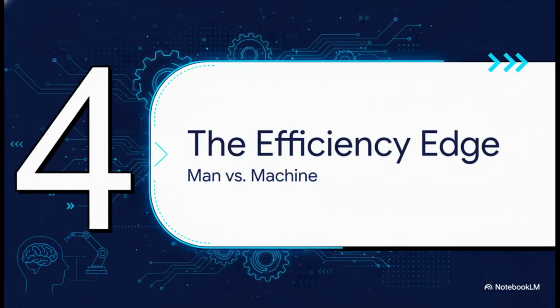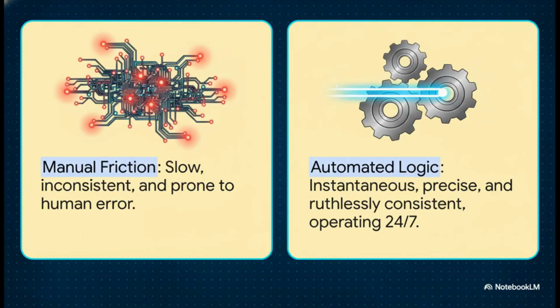The really crucial point here is to understand the huge operational lift this kind of automation gives you. For any technical manager, the goal is always to reduce friction and boost efficiency, and that is exactly what this system is built to do. This really shows the fundamental difference, doesn't it? On the left, you've got manual friction. It's slow, it's inconsistent, and it is so prone to human error. But on the right, you have automated logic. It's instantaneous, it's precise, and it is ruthlessly consistent, running 24/7. That right there is the key to real scalability.